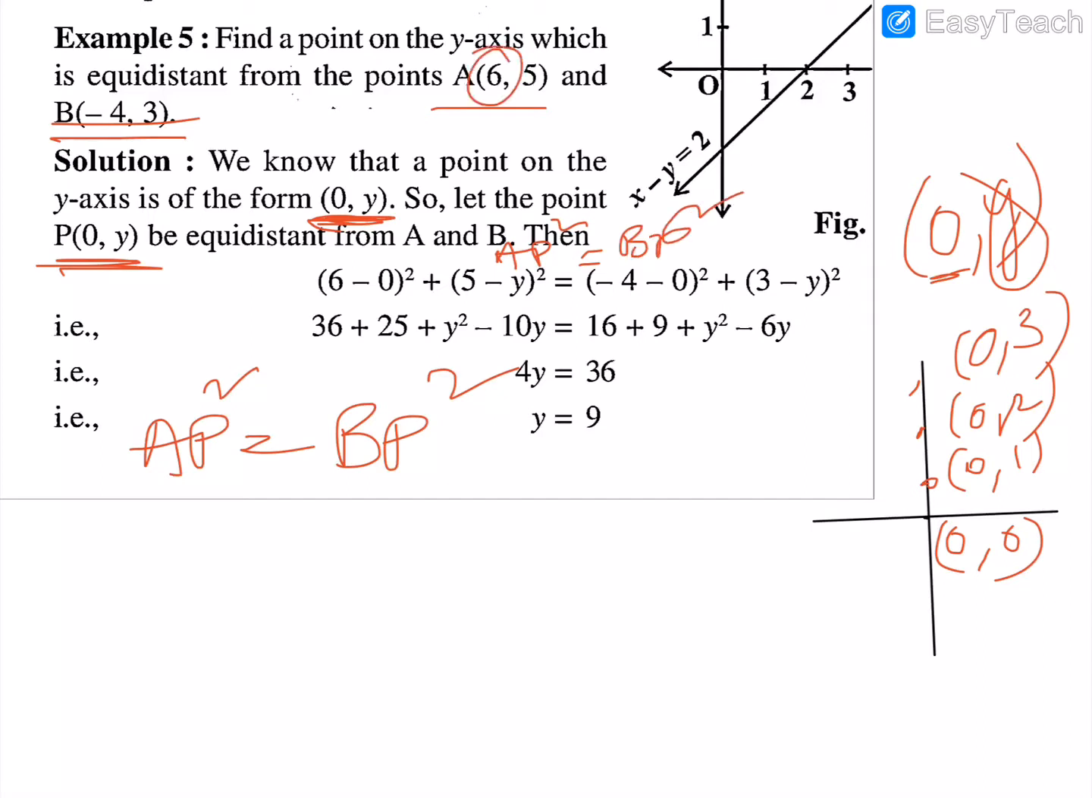Now we will take (6 minus 0) whole square plus (5 minus y) whole square. Similarly, (minus 4 minus 0) whole square plus (3 minus y) whole square. After simplifying this, y square and y square get cancelled. So what is left out? We finally get 4y is equal to 36, y is equal to 9. So this is example number 5.